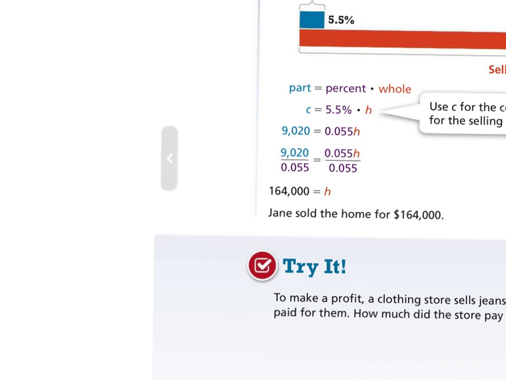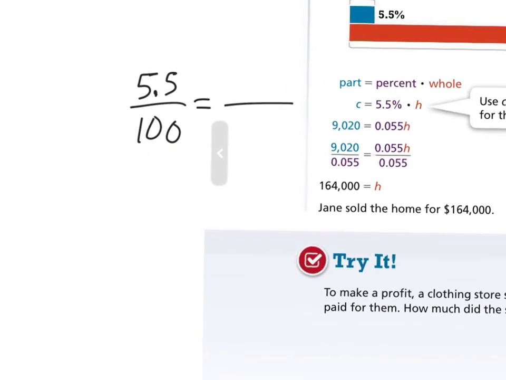Another option you have, especially if the wording isn't really set up here as well, of saying "of is multiply, is equals." So if you wanted to do a proportion, you could say 5.5%, so that's 5.5 out of 100 equals, and the 5.5% is the commission. On the other side of our proportion, $9,020 is the commission as well. And then you could say, I'm trying to find the value of the house.